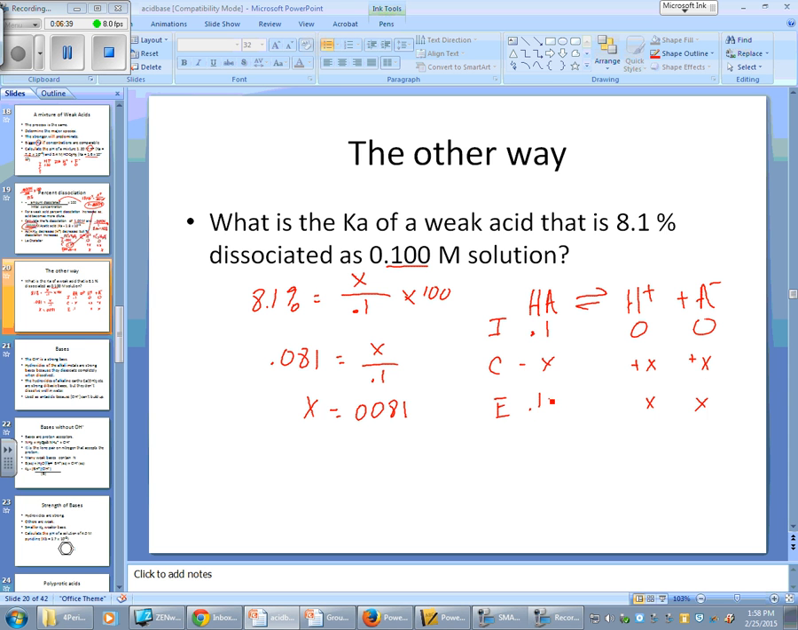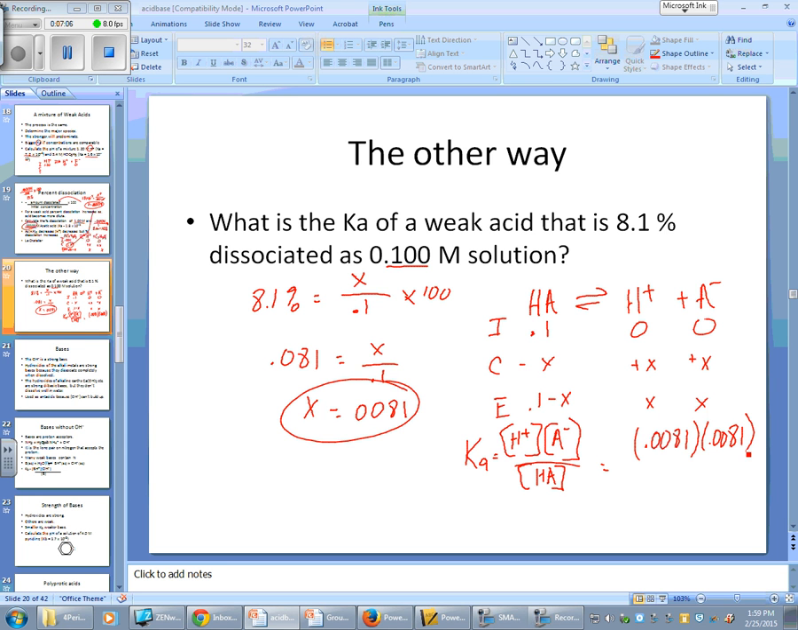And over here, it's going to be 0.1 minus X. And so now that I know what X is, I can plug it into my Ka, which is going to be products over reactants. So H plus times A negative concentrations over the concentration of my acid. And now it's just going to be X is 0.0081 times 0.0081 over 0.1 minus 0.0081. And figuring that out, my Ka is going to be 7.1 times 10 to the negative 4. Sorry, not more. It's just my Ka.